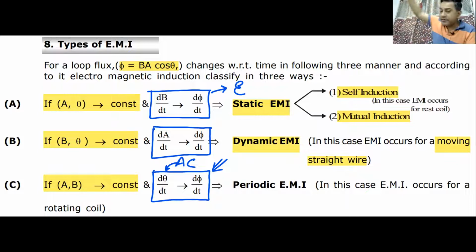Your EMF or current will keep on changing periodically. That type of EMF or that type of current is known as AC. Have you heard the term AC? Yes or no? Yes, sir. That is your periodic EMI. So these are the three different cases or three different branches in which you can segregate the EMI. I'll give you a minute to note it down and I'll be back.